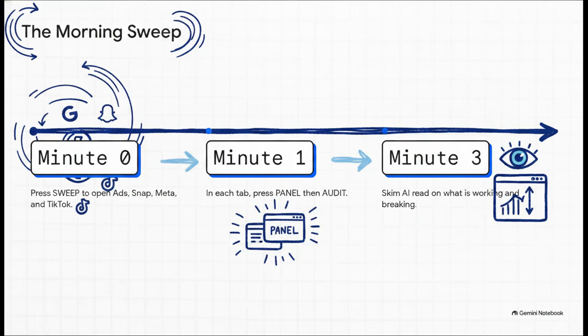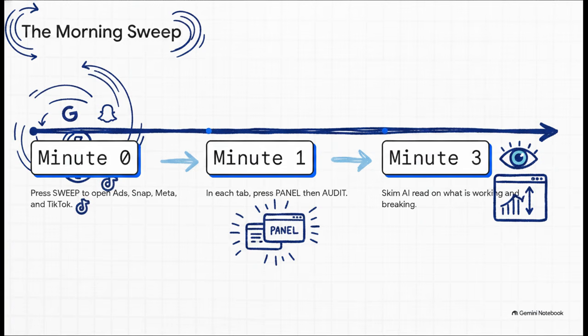So the crucial point here is how this exact folder layout enables a routine called the morning sweep. Instead of starting your day with a chaotic, totally unstructured morning, at minute 0, you just press Sweep. Boom. Google, Snap, Meta, and TikTok open up perfectly in 4 tabs. By minute 1, in each tab, you hit Panel and then Audit. And by minute 3, you are skimming a precise AI-generated read on exactly what's working and what is wasting money across all your platforms.